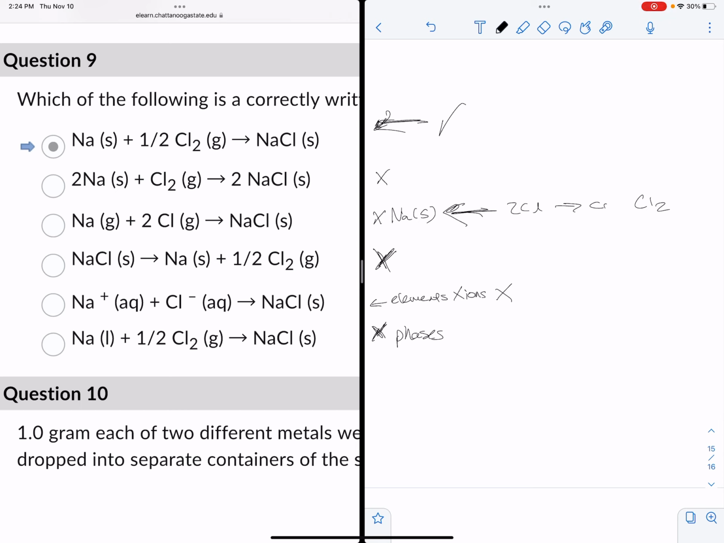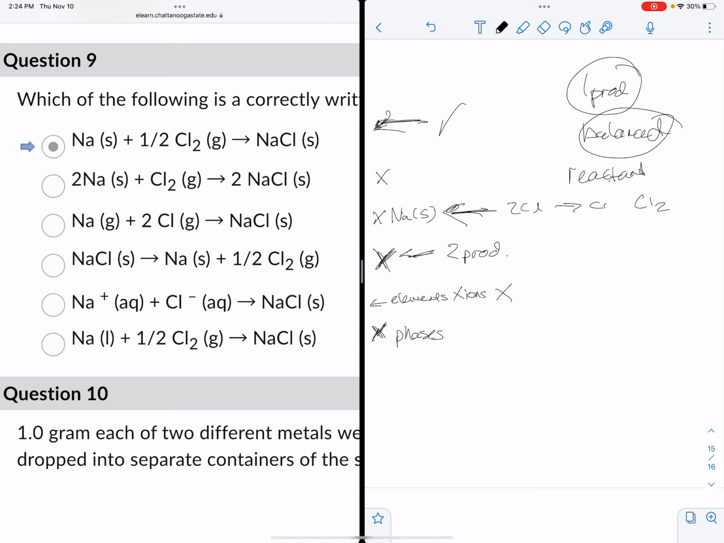Also, you're only supposed to have 1 product. So another problem with this one is that it's got 2 products. So the main rules are that you're supposed to make 1 product. It's supposed to be balanced. And that everything in it, all the reactants, should be elements, and not only elements, but in their standard phase. And that's how we find them in nature, is that standard phase.